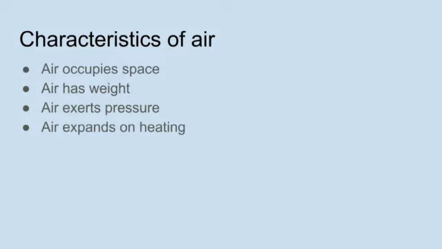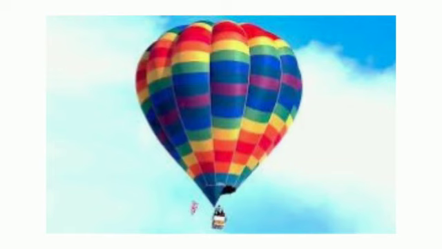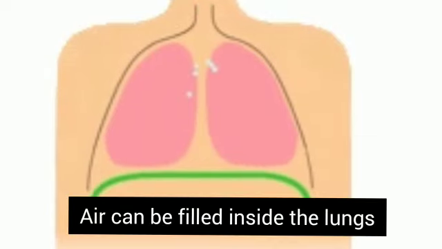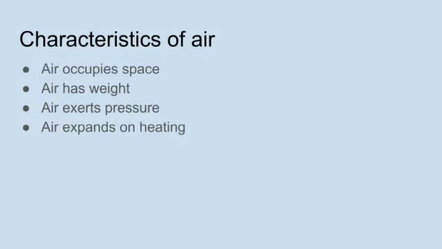Children, the very first characteristic of air is that air occupies space. During your birthday, you might have observed that whenever you blow air into a balloon, it inflates. So what does it indicate? It indicates that the air takes the empty space in the balloon. In the same way, air can be filled inside a tire, football, mattress, etc.